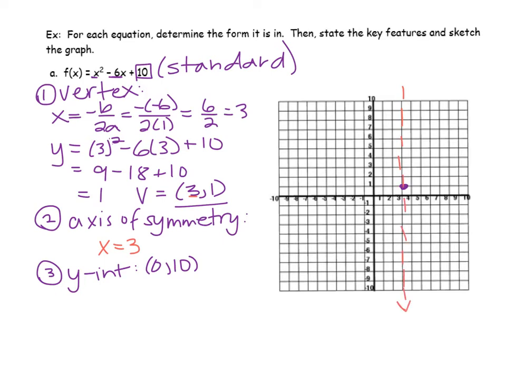Hopefully you do. So we'll draw that from top to bottom. Then we'll plot the y-intercept (0, 10), so that's all the way up at the top. And then we reflect that point to the other side.